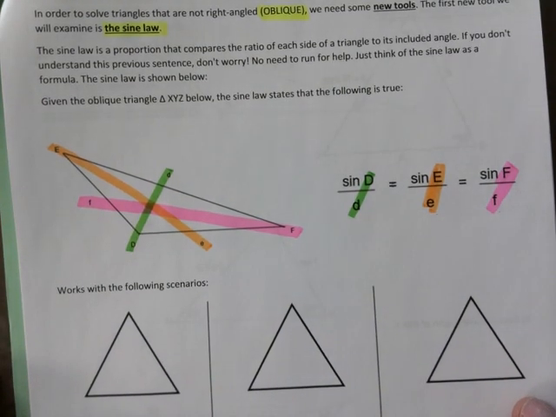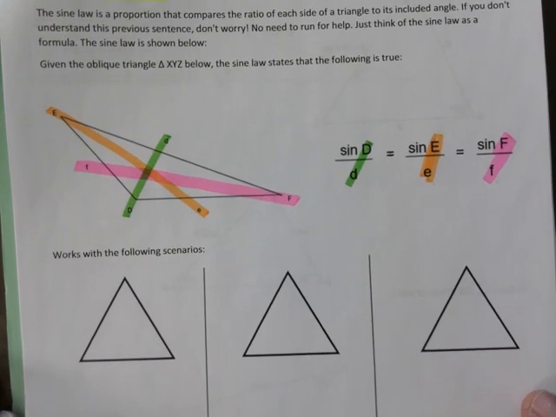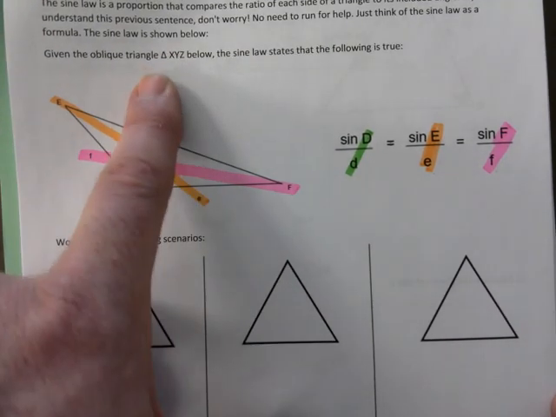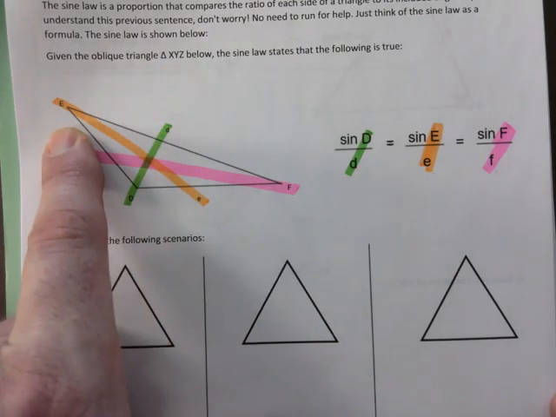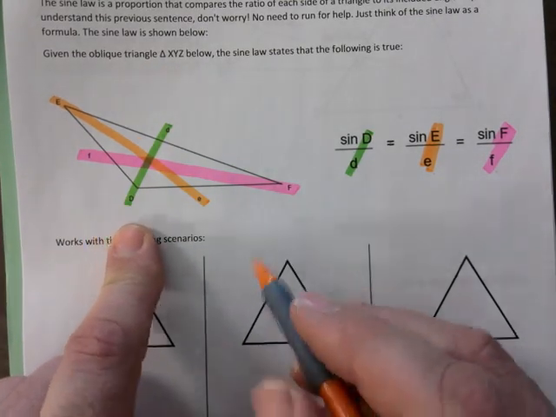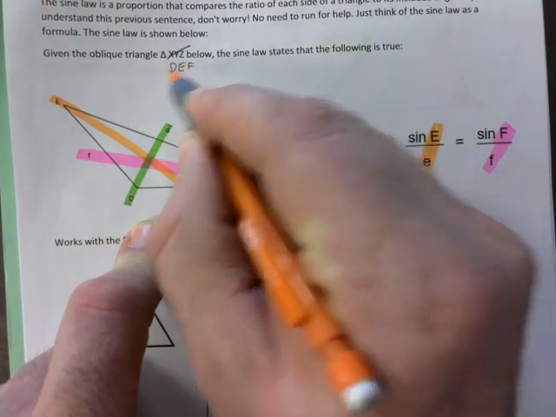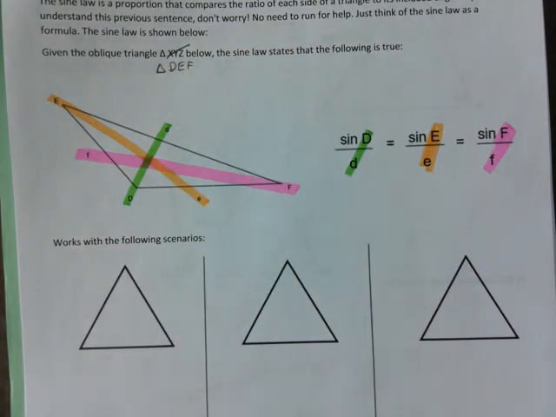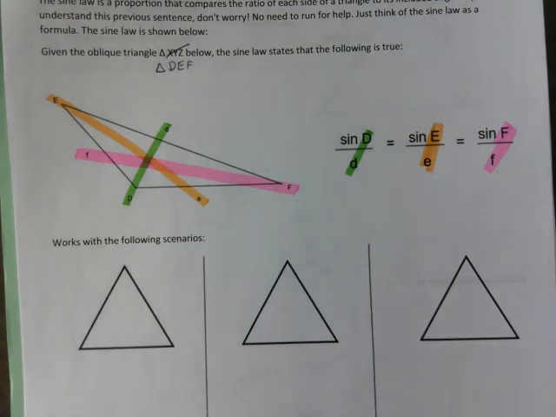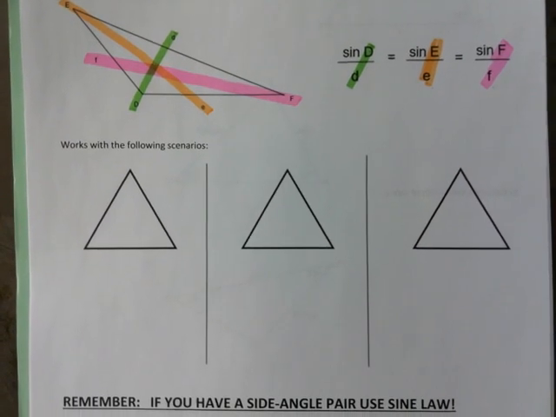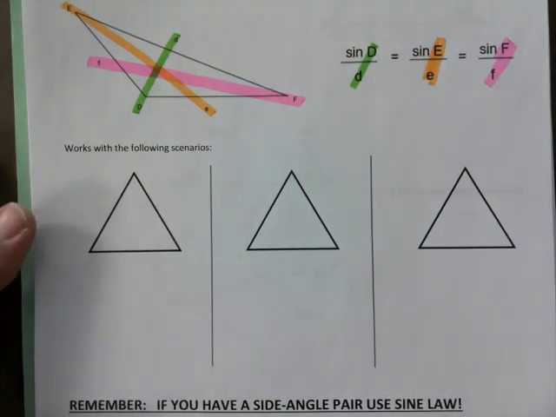And it works with the following scenarios. So I'm just going to give you some scenarios where you know for sure. Why does it say triangle XYZ? What happened? Let's call it DEF, okay? It's actually triangle DEF, not XYZ. Make sure that's accurate. So let's see here. When would it work?